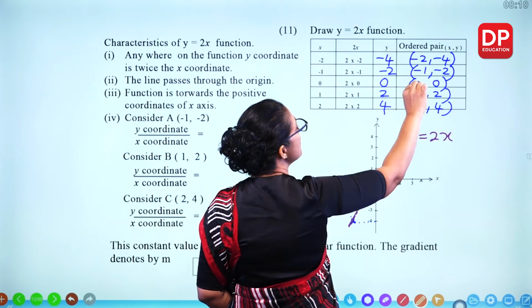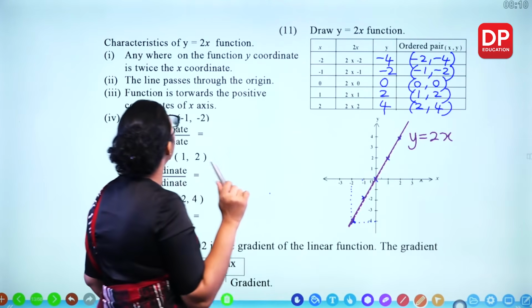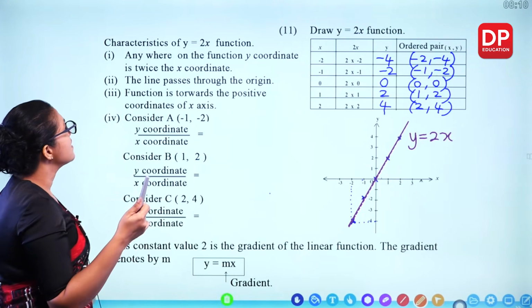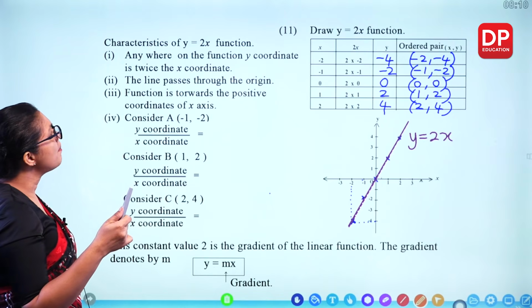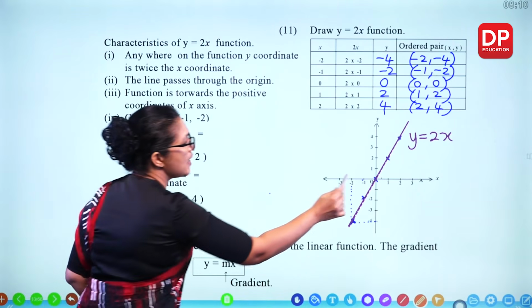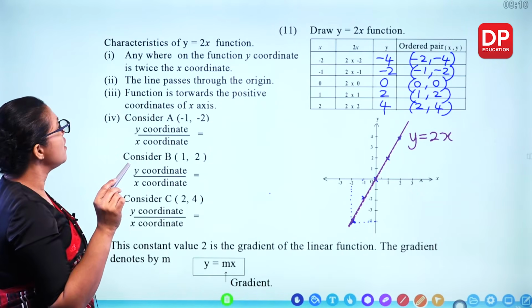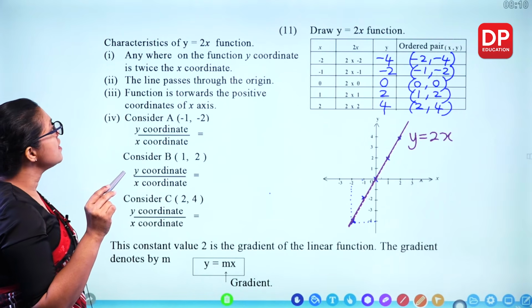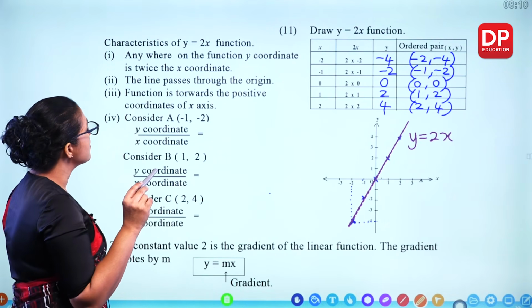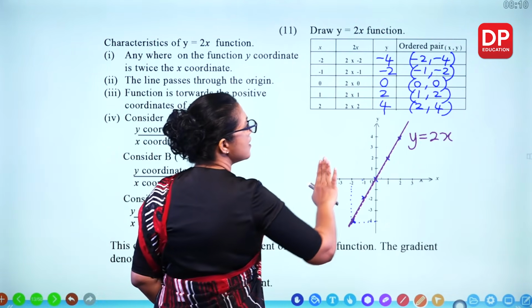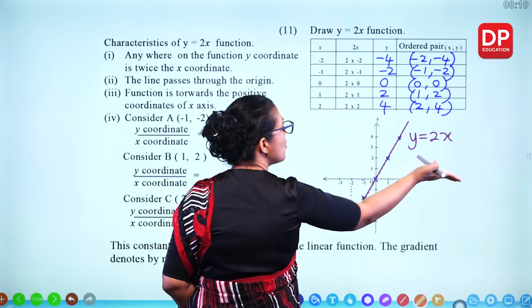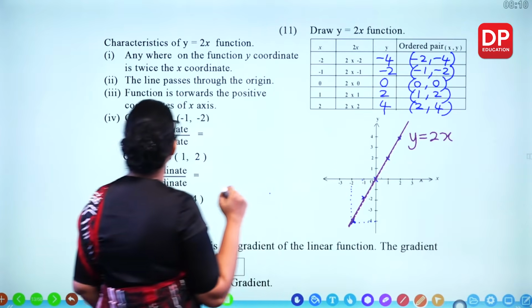-1 into 2, 0 into 2, 1 into 2. So always y is twice the x coordinate. The line passes through the origin. We can see it passes through the origin. The function is towards the positive coordinates of the x-axis, so it goes up when it goes to the positive side.